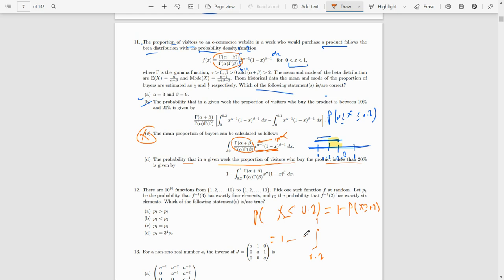of the beta form, which will be x to the power alpha minus 1, times 1 minus x to the power beta minus 1. But you can see that this particular thing is obviously incorrect, because here it should be x to the power alpha minus 1, and here 1 minus x to the power beta minus 1. So we have just a and b as the correct options. This seems correct, but here it should be x to the power alpha minus 1.